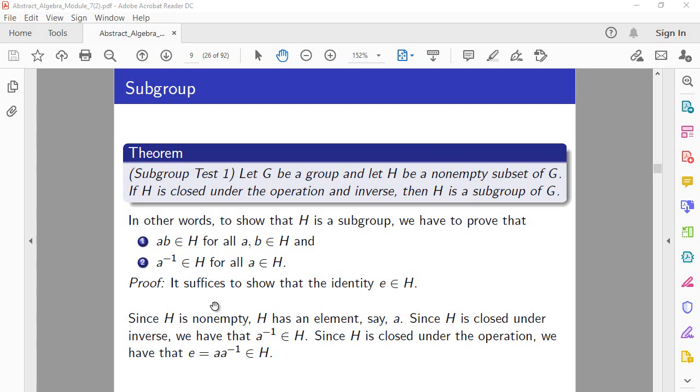Now, H is a non-empty subset of G, so H has at least one element. Let's call that A. So let's say A is an element of H. Since H is closed under the inverse, by 2, we know that A inverse belongs to H as well. And now, since H is closed under the operation, that is by 1, we can say that A multiplied by A inverse, which is the identity, must belong to H. So we applied number 2 first, and then we applied number 1 to show that the identity belongs to the subset H, and that shows that H is a subgroup of G.